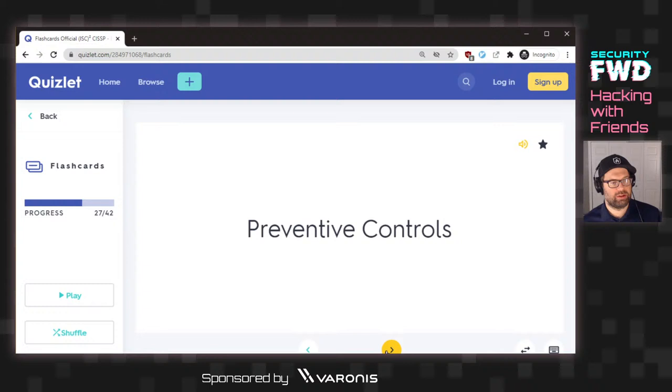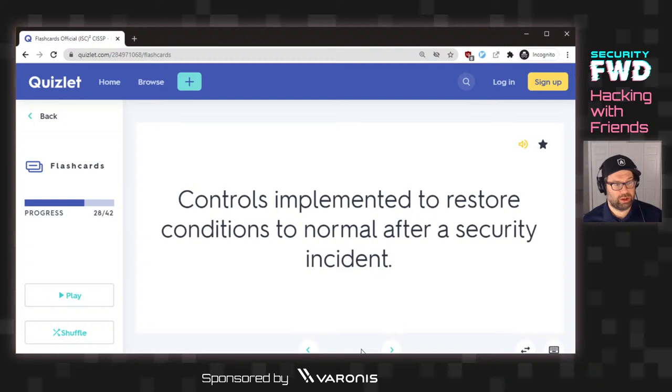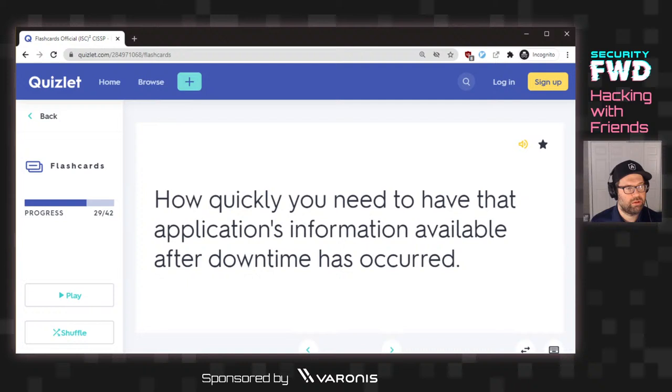Okay. Controls implemented to restore conditions to normal after a security incident. Restorative controls? Recovery controls. So many controls. Recovery. I guess if you backed up everything to a SAN or something and were restoring it, you would call this recovery. That's data recovery. Or if a hard drive was messed up and you sent it to a data recovery firm, recovery controls. Okay. How quickly you need to have that application's information available after downtime has occurred.